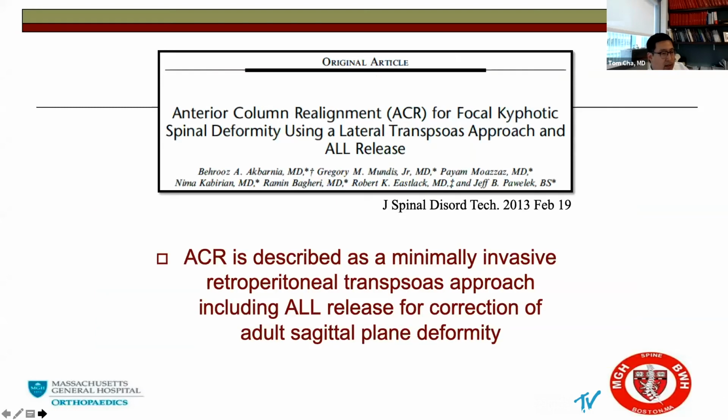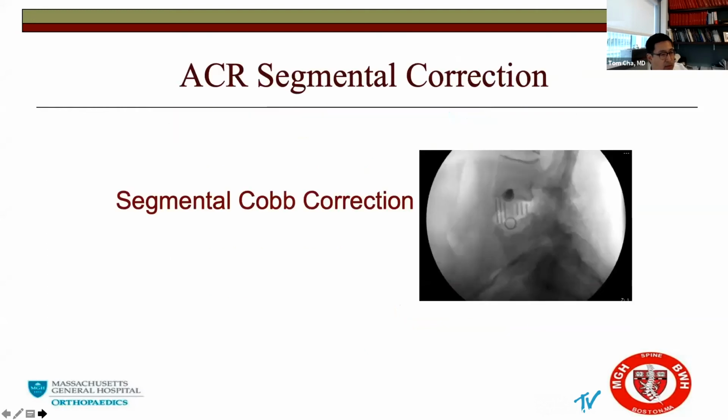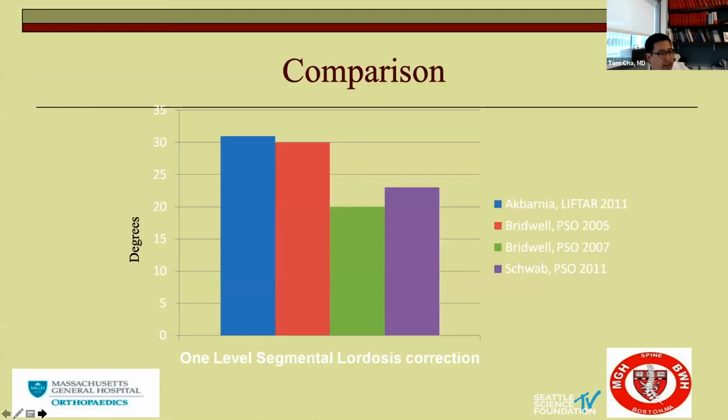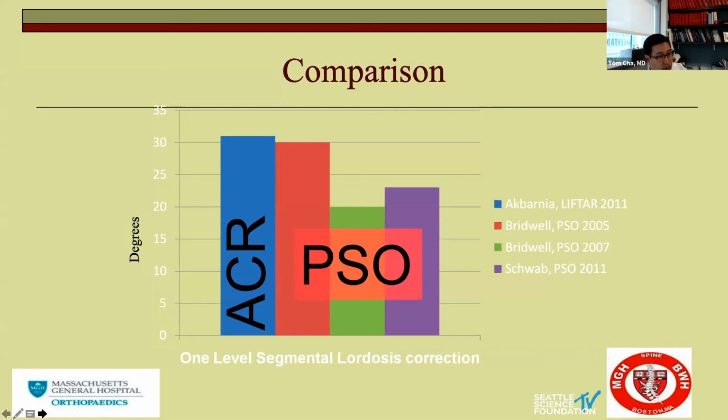A newer technique that has been developed is the ACR procedure. ACR describes a minimally invasive retroperitoneal transpsoas approach, but also including full release of the ALL, allowing for better correction of the sagittal plane. And by being able to place hyperlordotic implants, it's been reported on average about 31 degrees of improvement. So this has been looked at. Akbarnia et al. had a series, and the amount of correction was similar to PSOs.